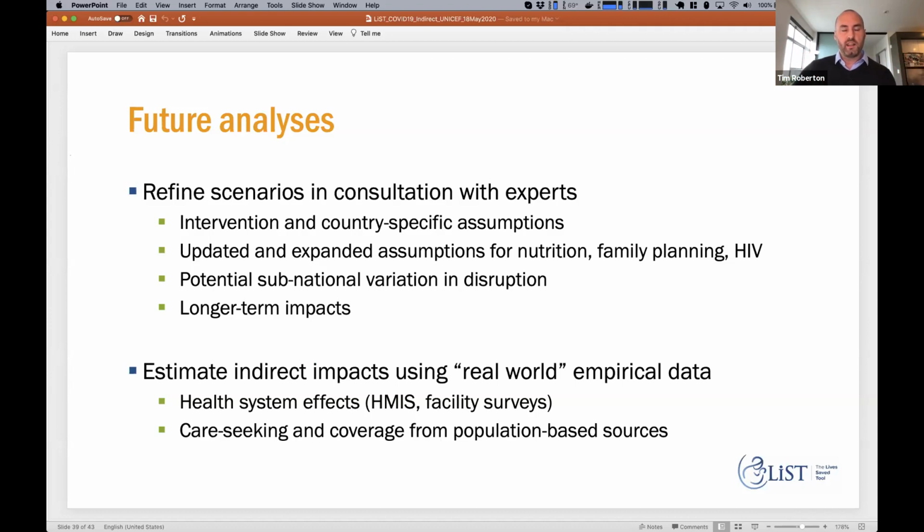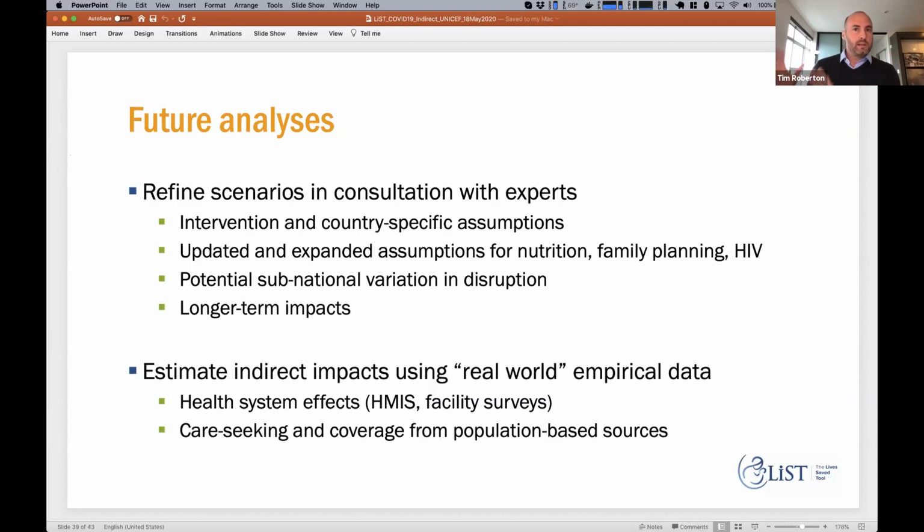One is to refine our scenarios in consultation with experts to update our assumptions in a more robust fashion. So this could include working with countries to get country-specific assumptions, based on what is actually happening in countries. We're working with groups from nutrition, family planning, and HIV who are doing modeling specific to those interventions, and we want to incorporate some of their assumptions into our broader global LiST model. We could also look at subnational variation and then look in the longer term.